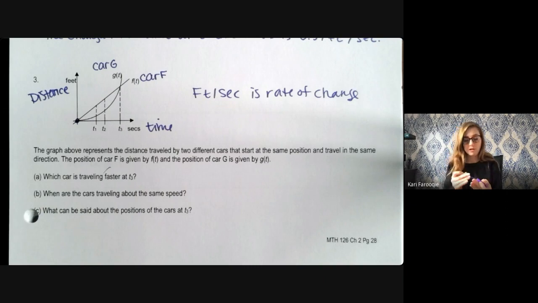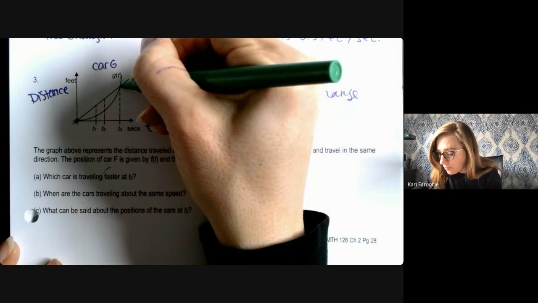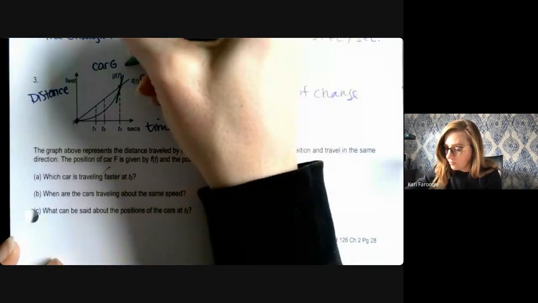In this case, we could definitely say that at t sub 3, the slope of the tangent line at car G looks like this.